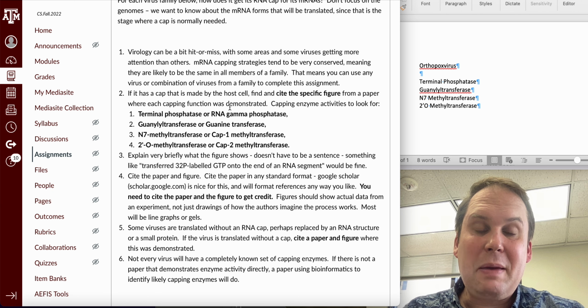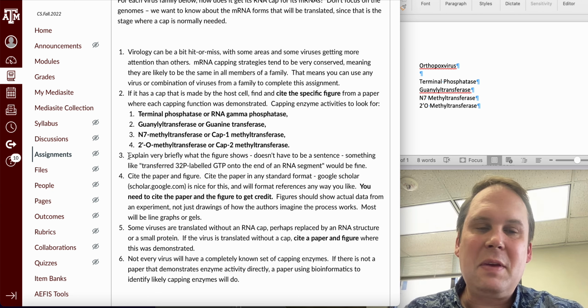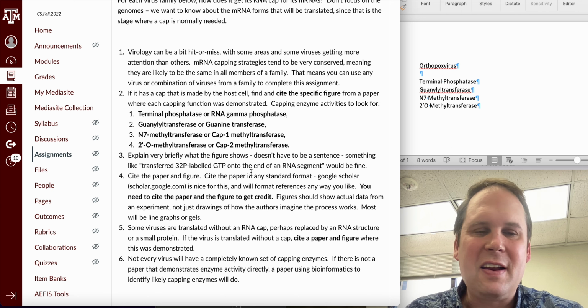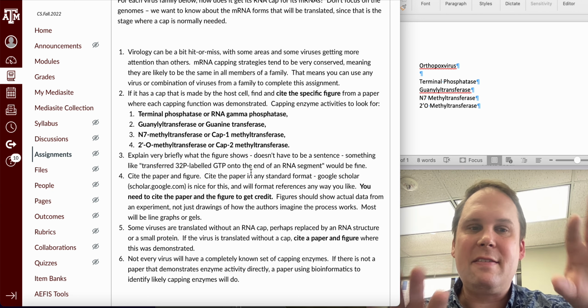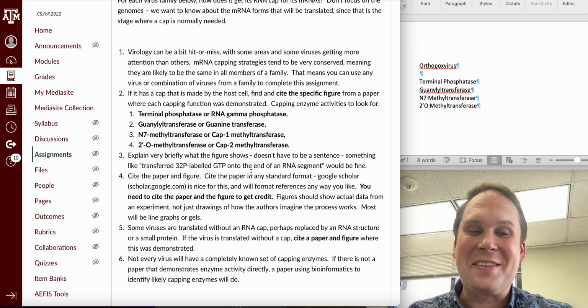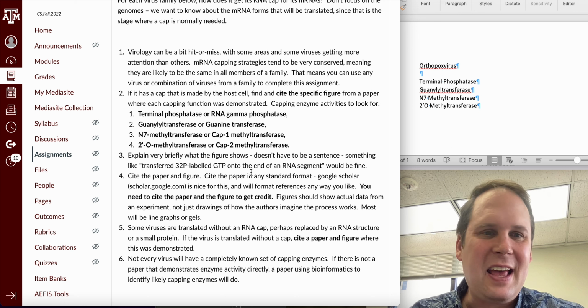So once you find that paper, then I'm going to tell you how you cite it. One, give me a fragment of a sentence, like a phrase or something, that tells me what this figure shows that you're pulling out. Something like, they transferred 32 phosphate, that's radioactive phosphate, labeled GTP onto the end of an RNA segment. That counts. That is transferring guanine to RNA. That is guanylyl transferase. That's literally what it means. So there's no better experiment than that.